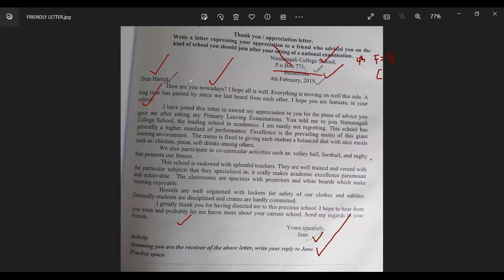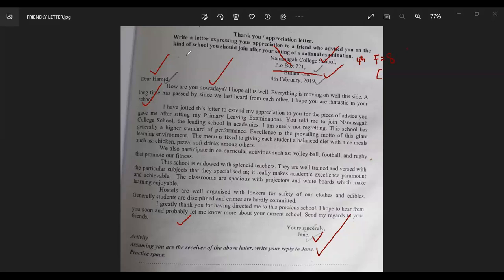Then language, the marks for language. The marks for language come from generally our use of language. Basically, we focus on punctuation, we focus on spellings, and we focus on the tense.